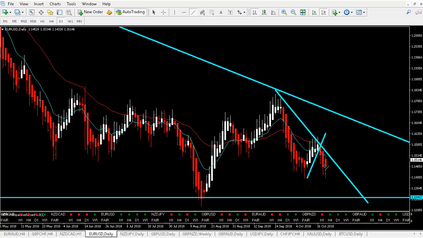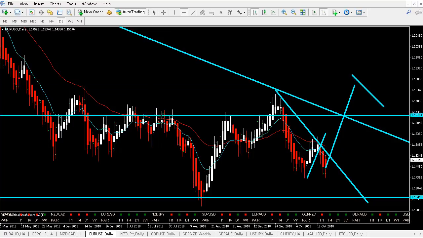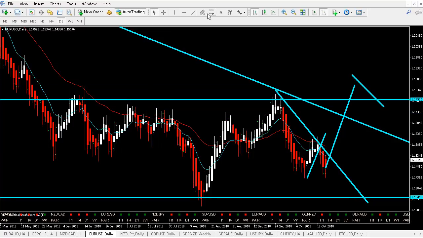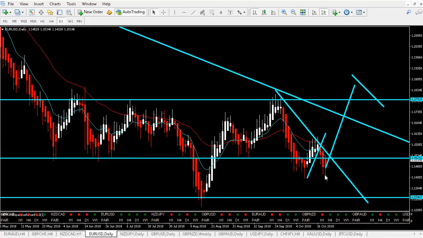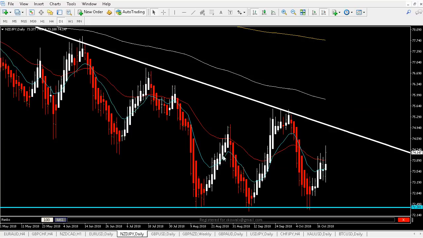For long-term longs, I would like to see the break of this and then some setups over here, because we have really a lot of resistance in this area. As you can see, horizontal support down here. Price is still below that, so I'm in favor of shorts right now, unless price changes direction.